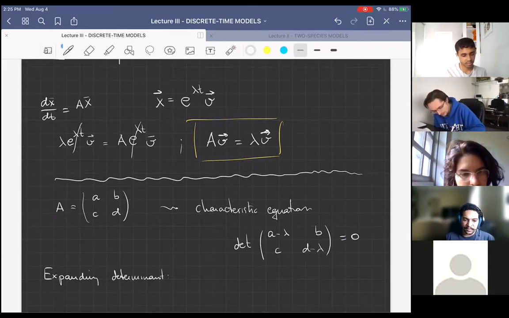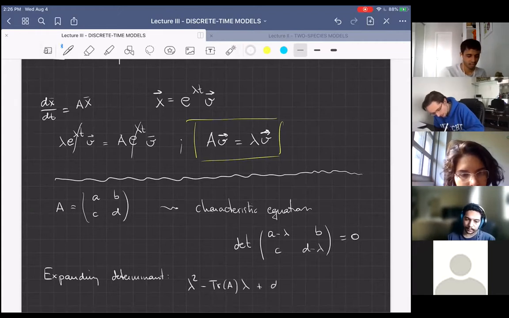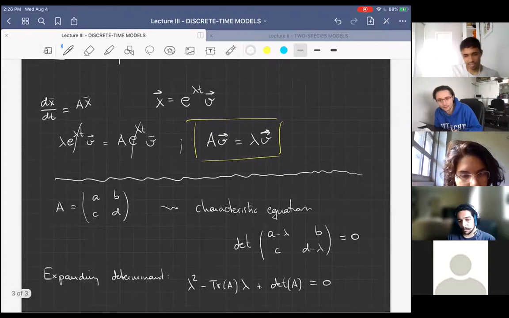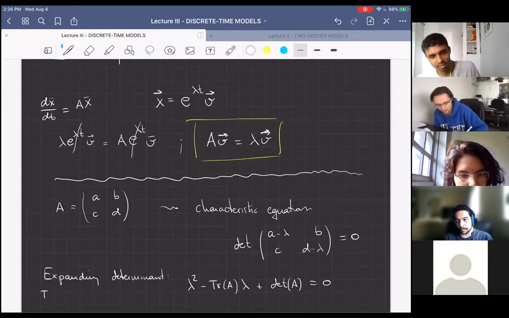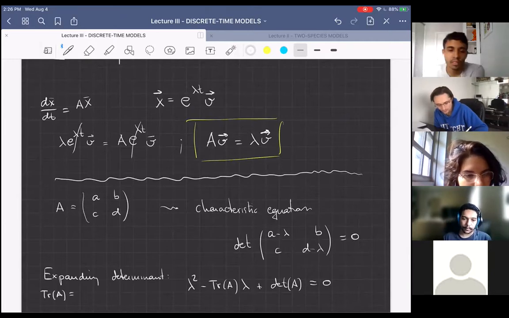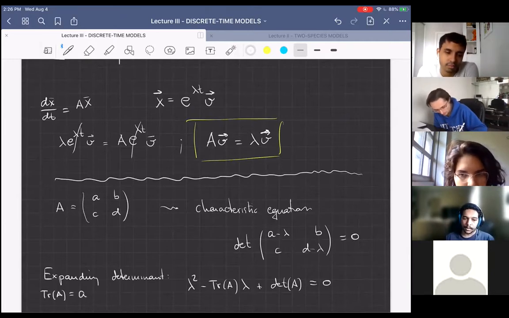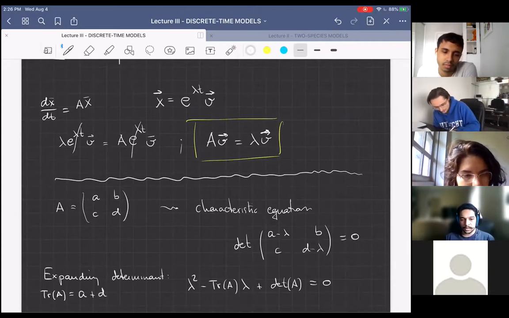what you will get is that lambda squared minus the trace of A times lambda plus the determinant of A is going to be equal to 0. So you are going to obtain your lambda from the roots of this equation. And basically the trace of A, for those of you that are not very familiar with algebra, is the sum of the diagonal elements, and the determinant of A, let me try to make some room.